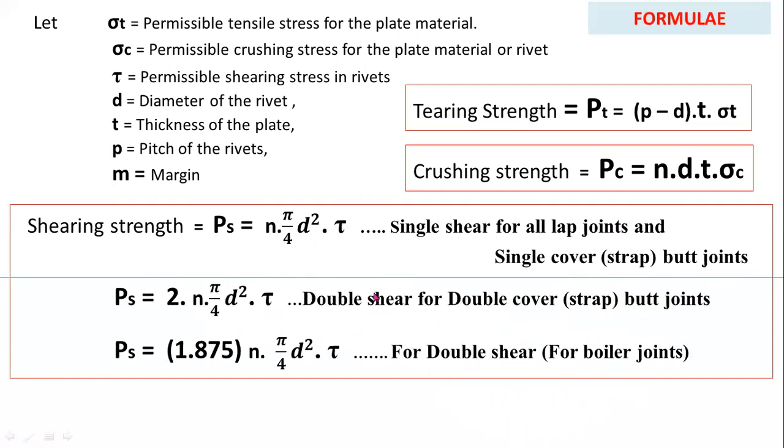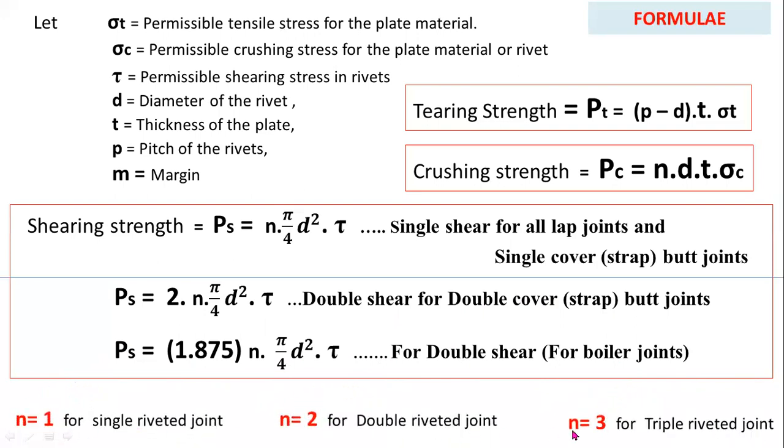And these are the formulas for double shear. This is a theoretical value: 2 into n into pi over 4 d square into tau for double shear, for all types of double cover butt joints, double strap or double cover butt joints. But you have to use this value for boilers: PS equal 1.875 into n into pi over 4 d square into tau for double shear for boilers. For design of boiler joints, you have to use this formula.